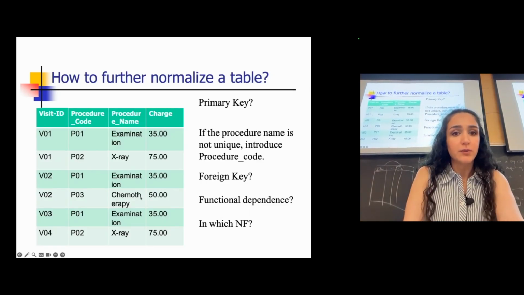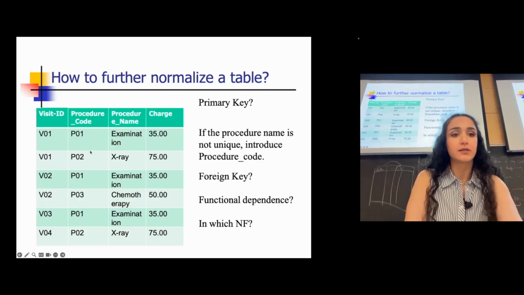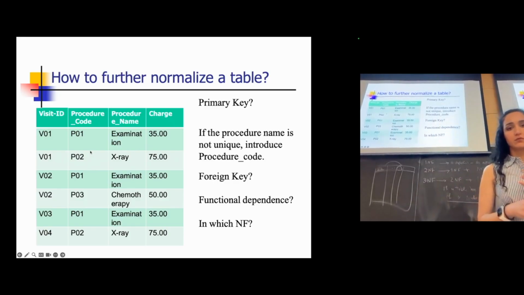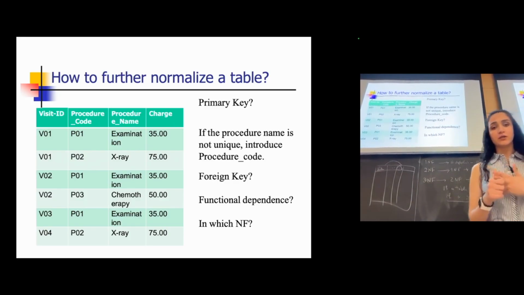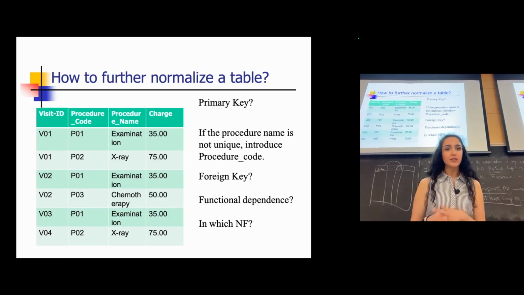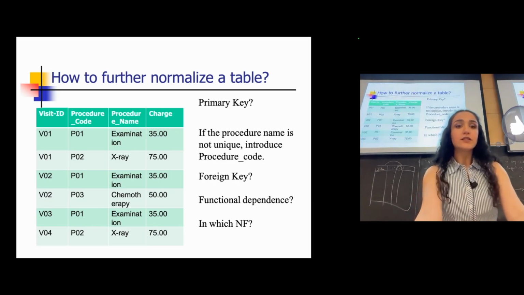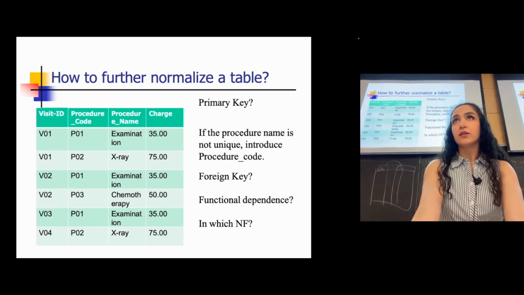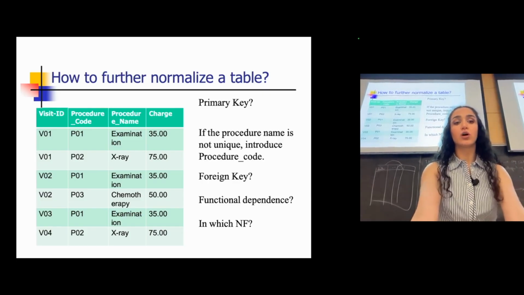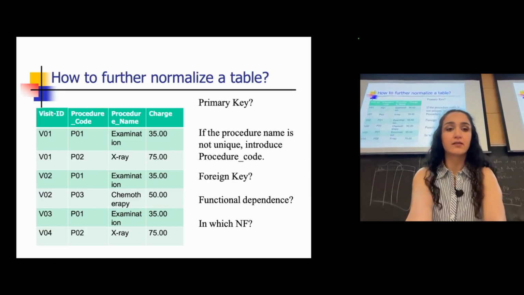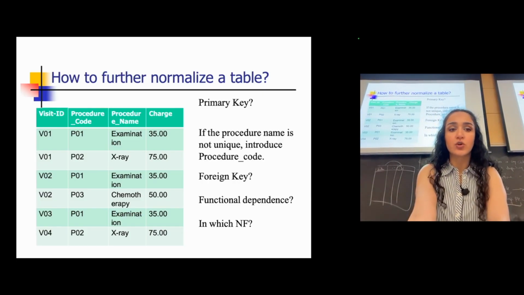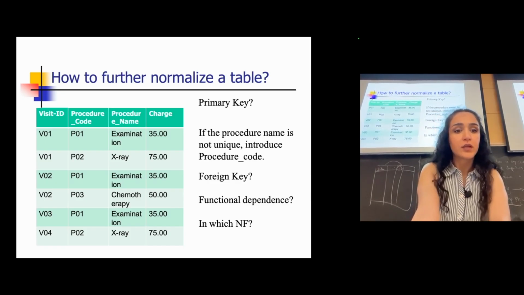So what could be the primary key here in this table? We have visit ID, procedure code, procedure name, and charge. Visit ID alone cannot be the primary key, right? It's duplicated. Procedure code also has duplicated data. Let's say visit ID and procedure code together. Are they unique? Yes, they're unique. And so it's a composite primary key.